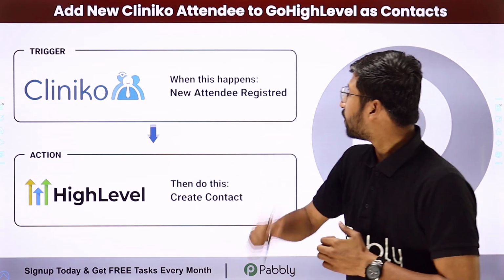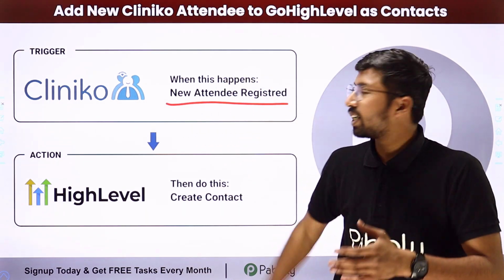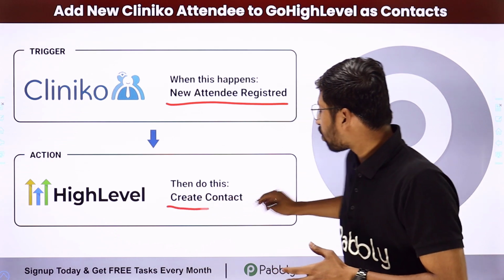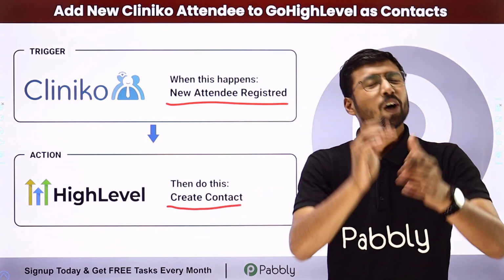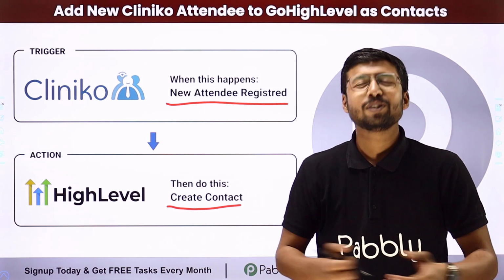So in this automation, whenever a new attendee registers in Clinico, automatically with the same details, we are going to add that attendee as a contact in GoHighLevel. Now, if you want to know how you can set up this kind of automation, you just have to come with me to my screen.